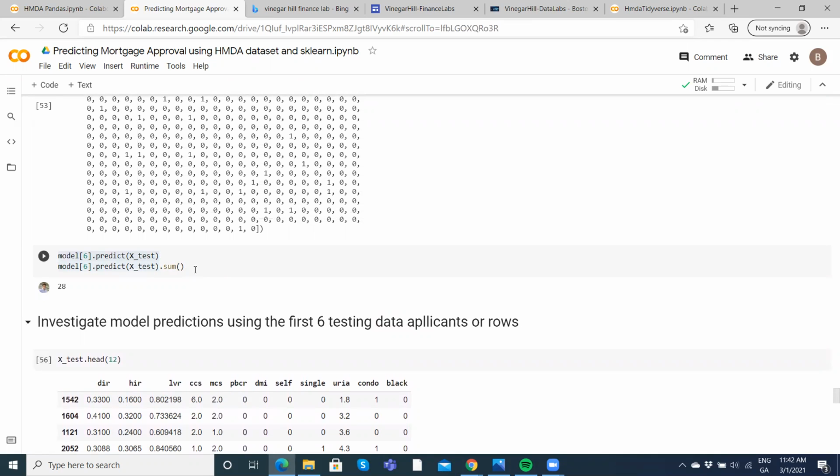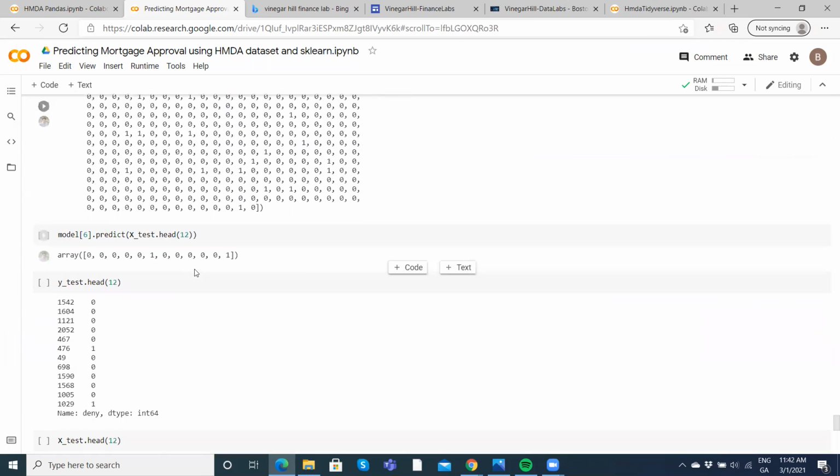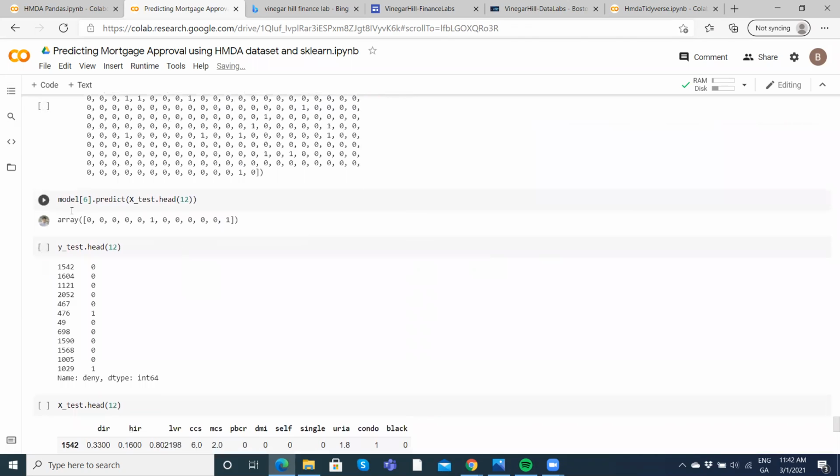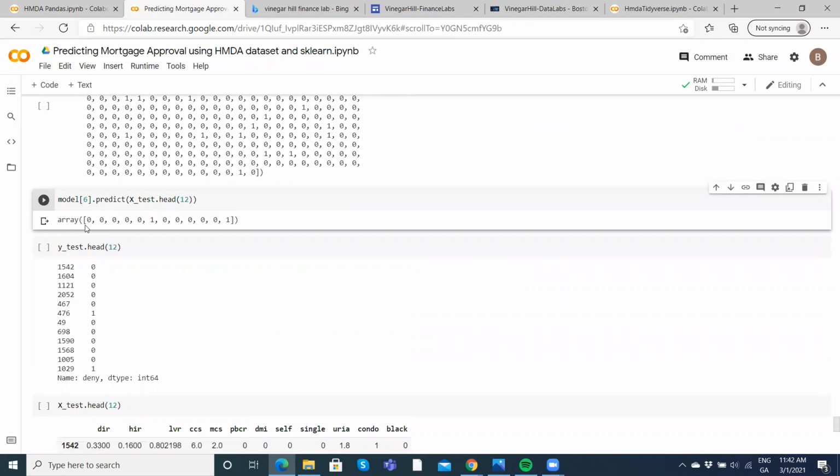We could do, again, I think I have it below here. Yeah, if we run model 6, so that's the random forest model, and predict using the random forest model, take the first 12 applicants in the testing data set and run that report, you can see we get applicant 6 and applicant 12 are denied mortgages. So weren't approved for mortgages. So the random forest model is doing quite well.